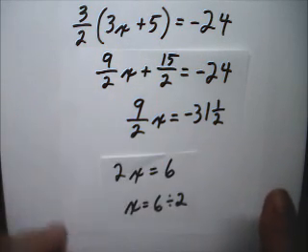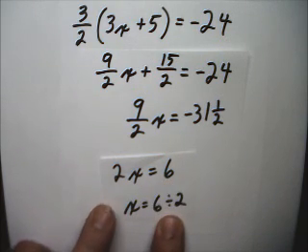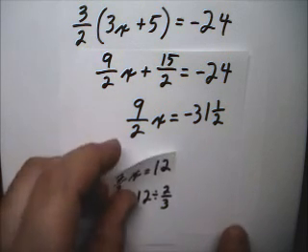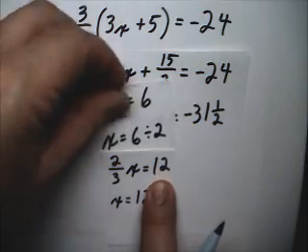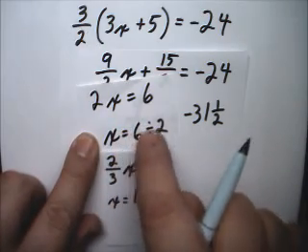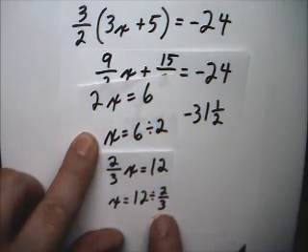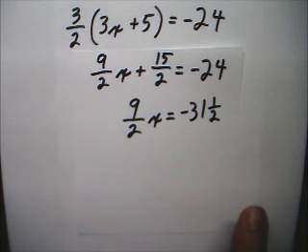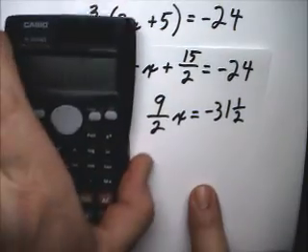This is very similar to this. 2x equals 6, so x was 6 divided by 2. And in another example, I showed you that if 2/3 x equals 12, the same way in this equation where I did 6 divided by 2, in this equation I have to do 12 divided by 2/3. So in this equation I have to do -31 1/2 divided by 9/2.